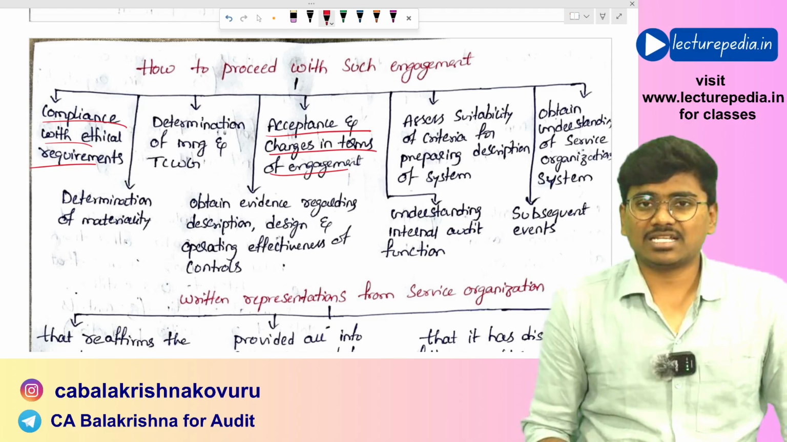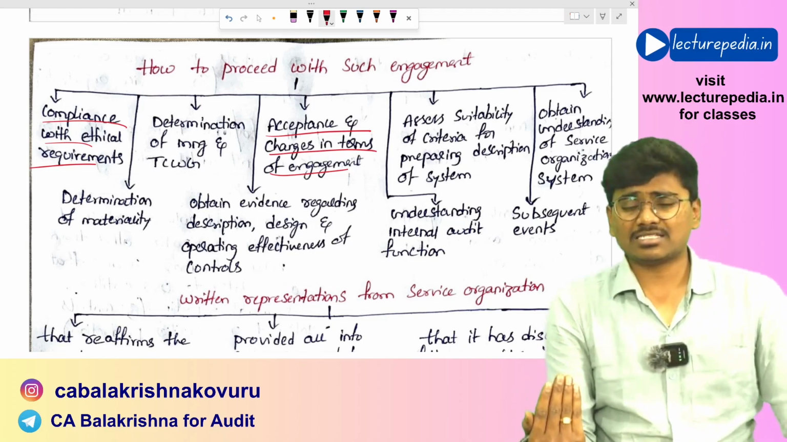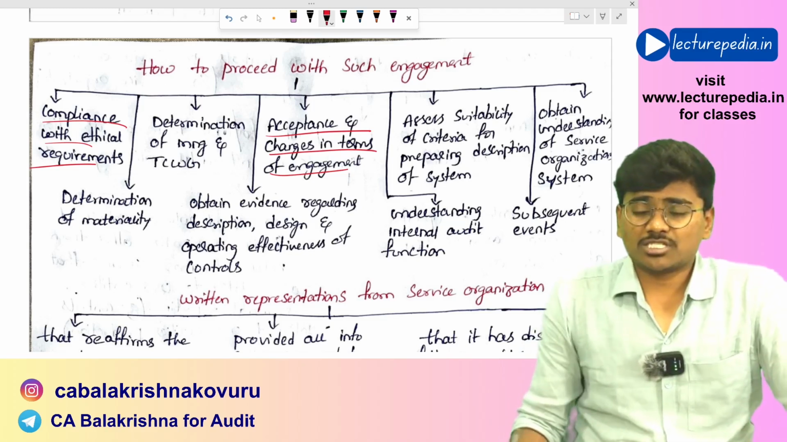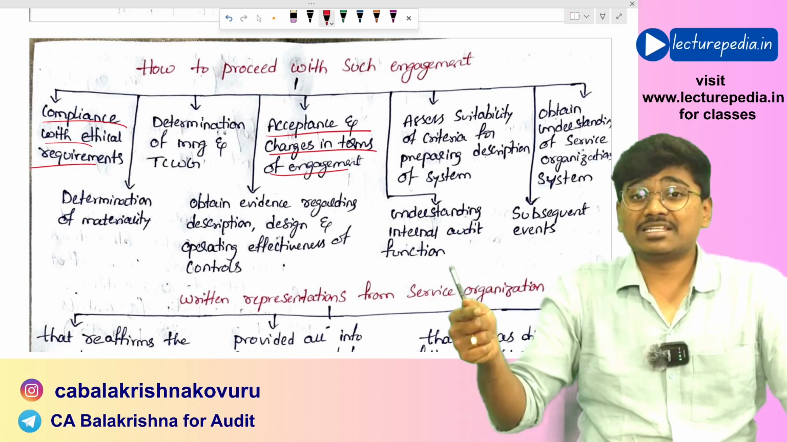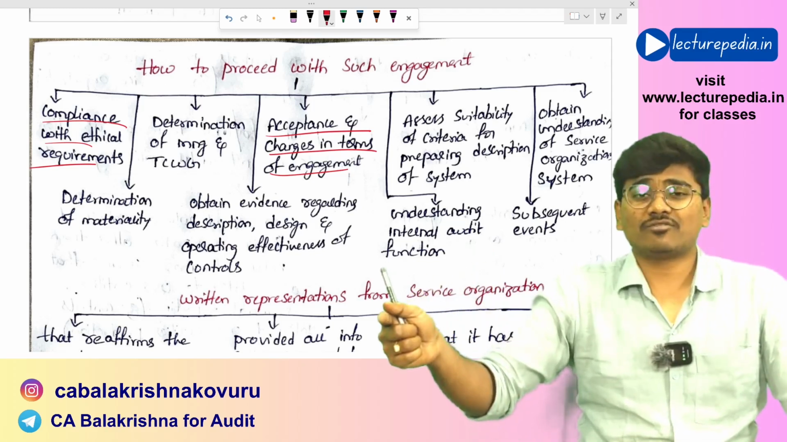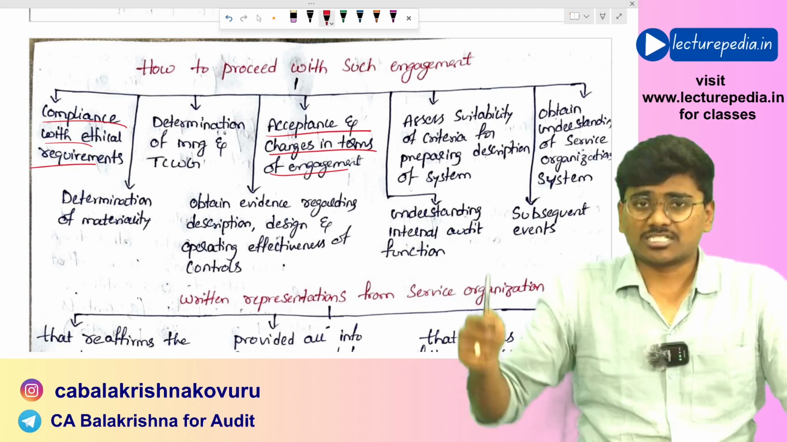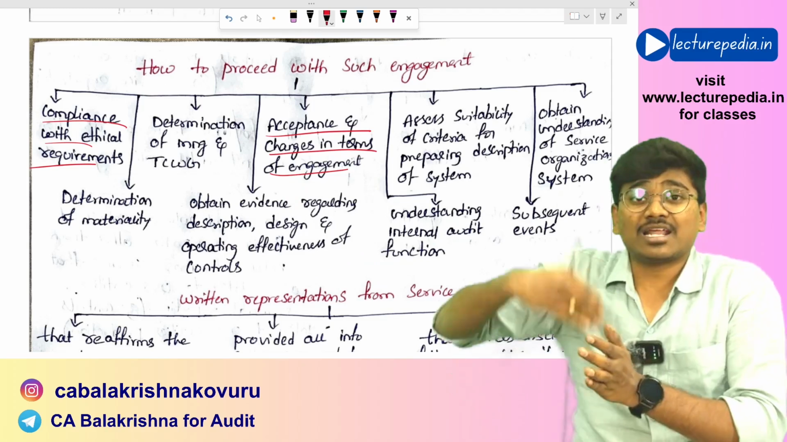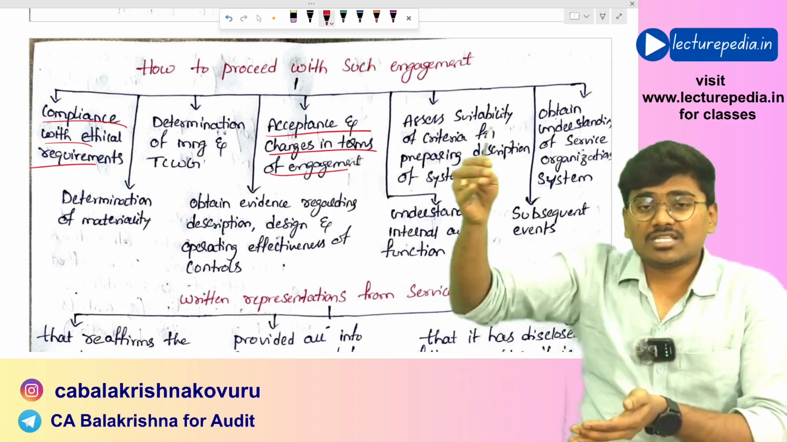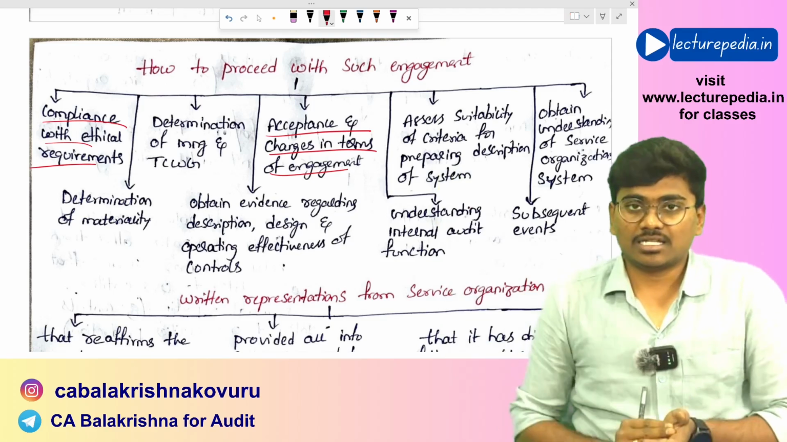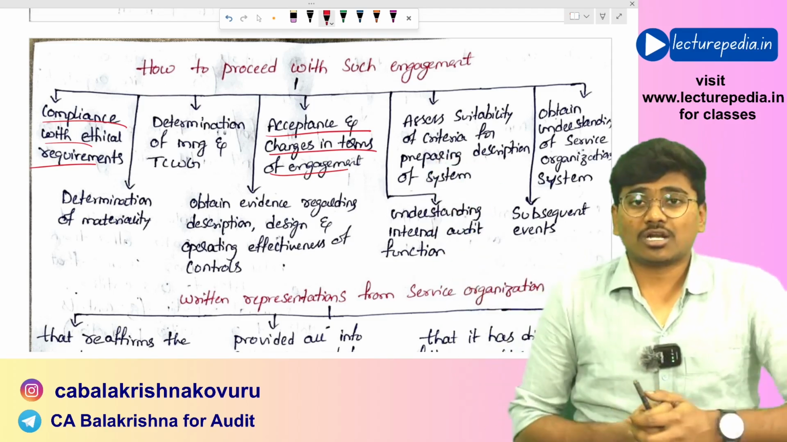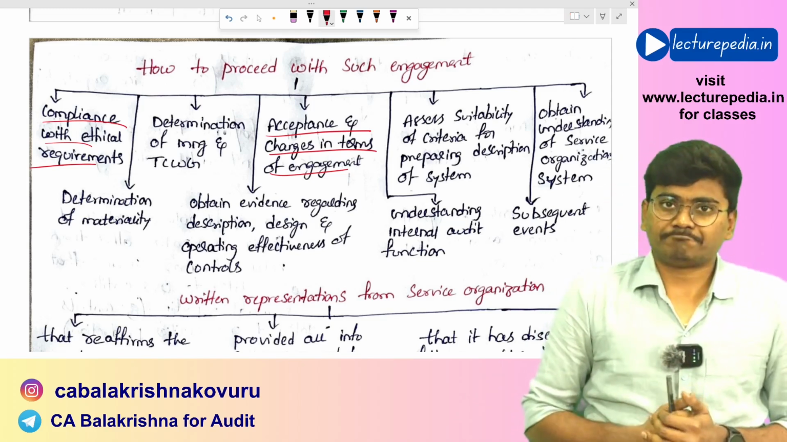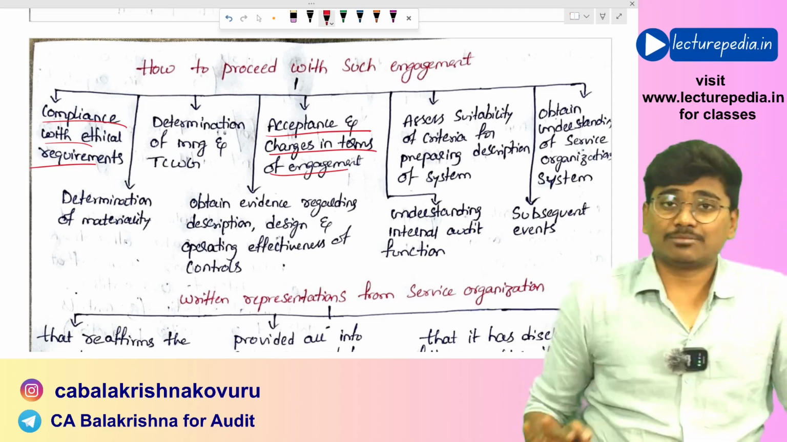What is meant by criteria? Basically, you can think of criteria as a benchmark. Let's say for example, financial statements. How will you prepare financial statements? You will prepare them based on a criteria. Criteria means the financial reporting framework, that is Ind AS or accounting standards. Based on Ind AS or accounting standards, you will prepare financial statements. So for financial statements, the criteria is Ind AS. In the same way, for the description of the system, there will be certain criteria. So whether the criteria that has been followed by the service organization is suitable for its purpose or not, you need to check before accepting the engagement.